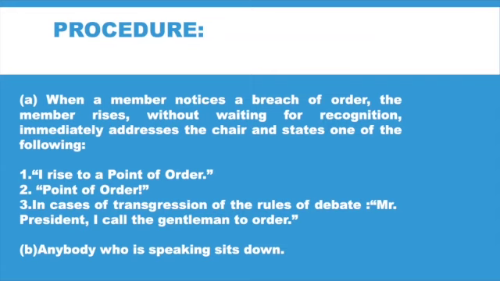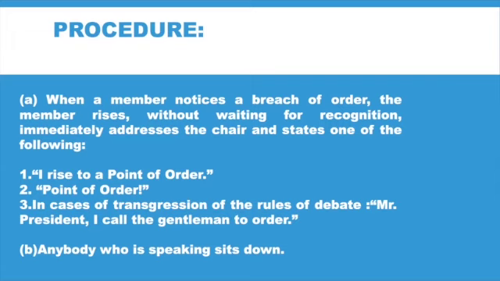So how does this work? If you notice a breach of order, you would then rise and, without waiting for recognition, this is one of the few times in Robert's Rules of Order that recognition is not needed. So you rise and immediately address the chair and state one of the following. When you rise, you say, I rise to a point of order. You can just say point of order. In cases of transgression of the rules of debate, Mr. President, I call the gentleman to order. And then at that point, if you say any one of those three, anyone who's speaking must sit down.